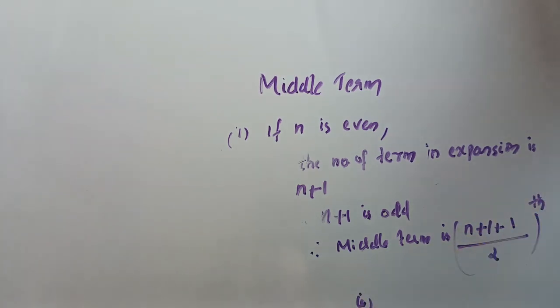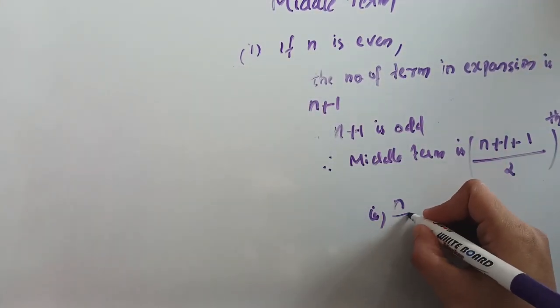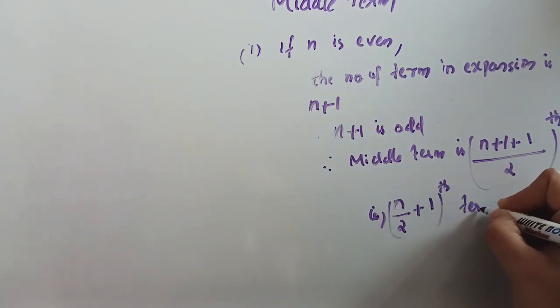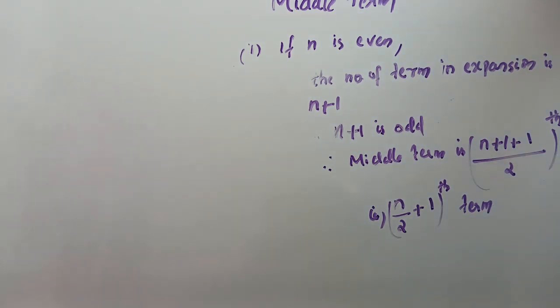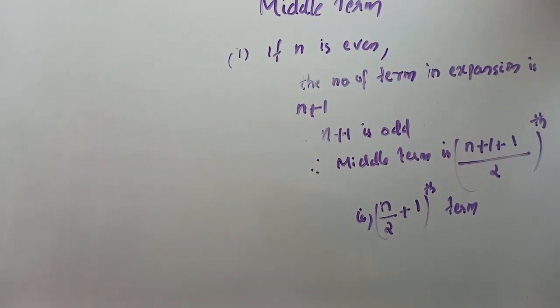That is, we can write the (n by 2 plus 1)th term. This is the middle term. That is the first case: if n is even, the total number of terms in the expansion is n plus 1. So, since n is even, n plus 1 is odd. Therefore, the middle term is the (n plus 1) by 2 th term. That is, the (n by 2 plus 1)th term is the middle term if n is even.